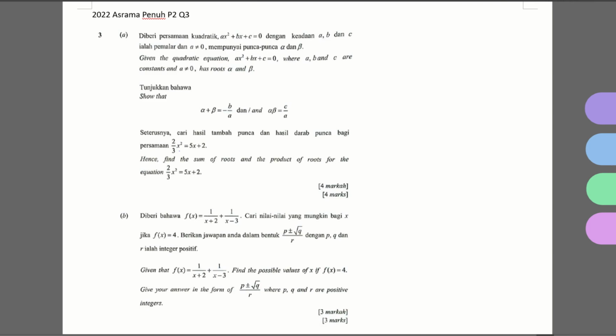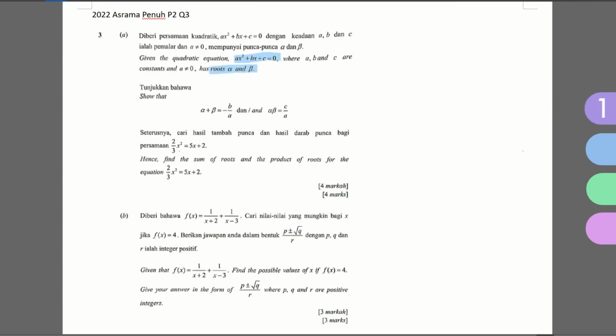So for today's video, we'll look at a question from Form 4 Chapter 2, Quadratic Functions. Before we begin to discuss this question, y'all can take a look and try it by yourself first. In part A, the things that we can highlight is these two.